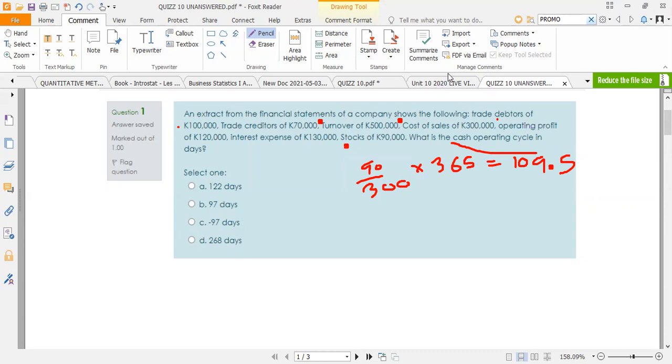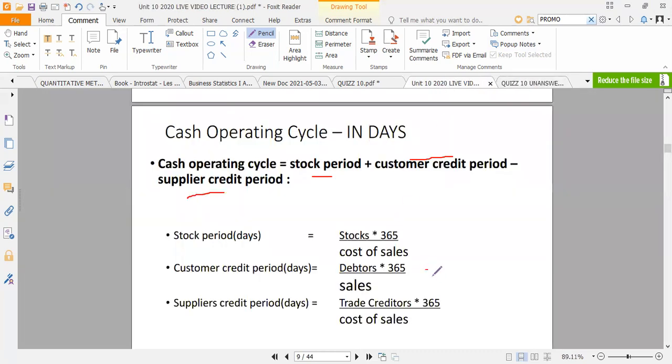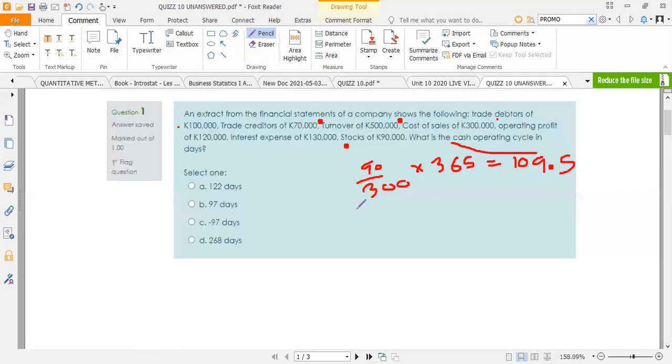Somebody also calculate the other part. What other part of the component are we calculating? The customer credit period. So this is debtors over sales times 365. What do we have? 100,000 divided by 500,000 times 365. What are we getting? 73. Okay.